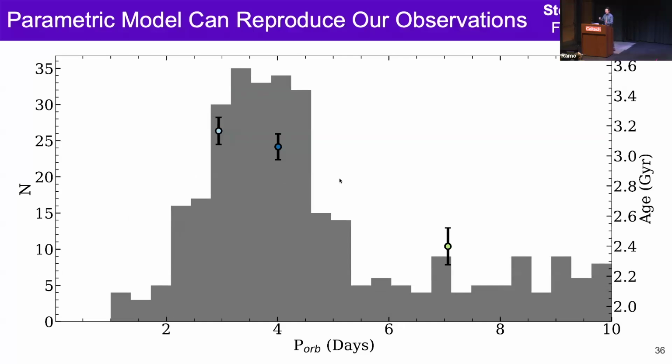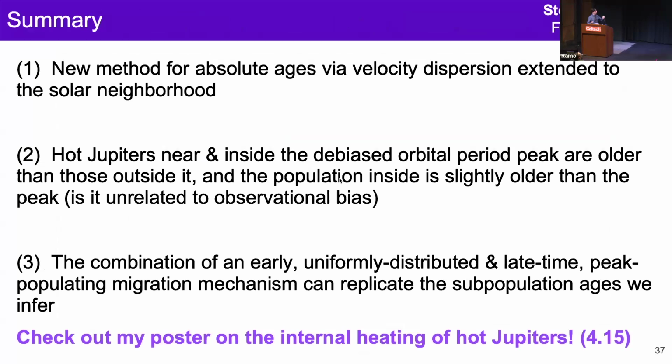So, in summary, I have this new method that we can use to get absolute ages for exoplanet populations via the velocity dispersion method in the solar neighborhood. Not only that, but hot Jupiters that are near and inside the peak are older than the ones outside the peak, and the ones inside the peak are slightly older than that.